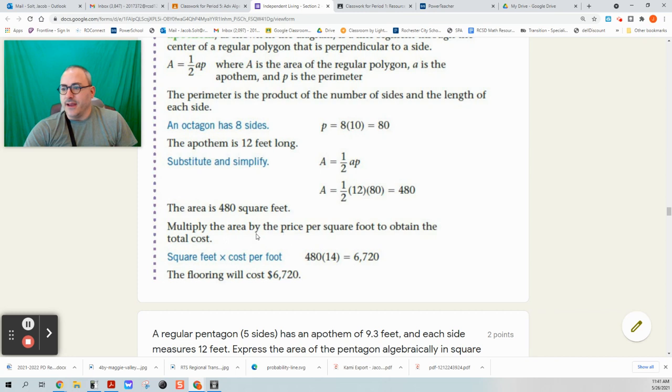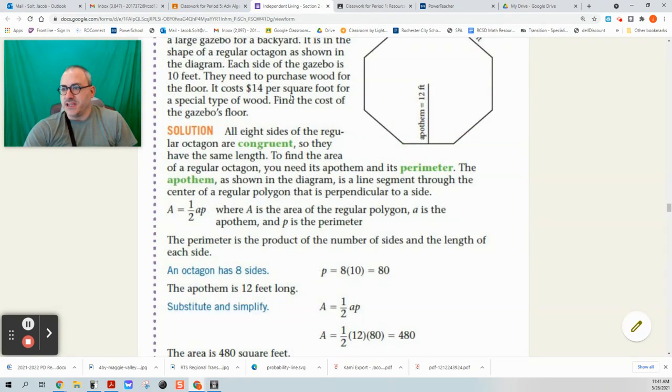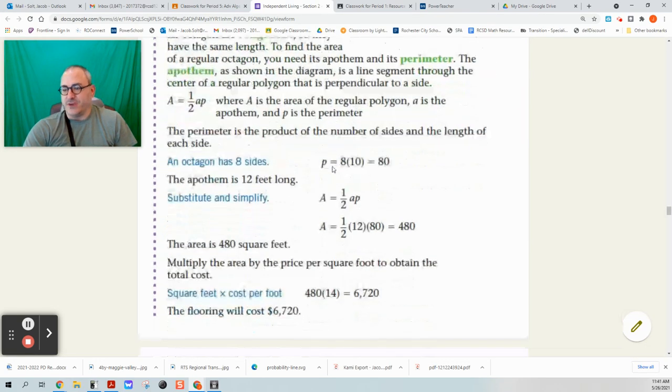Then multiply the area by the price per square foot to obtain the total cost. We have 480 square feet, and it's going to cost $14 per square foot for a special type of wood. That's going to be $6,720. Woohoo! The flooring of this gazebo is going to cost $6,720. Ouch.